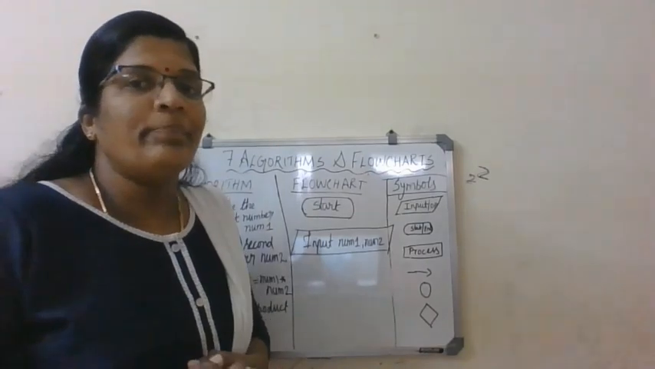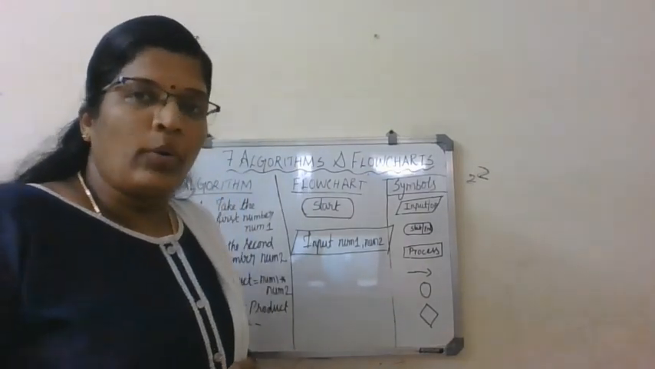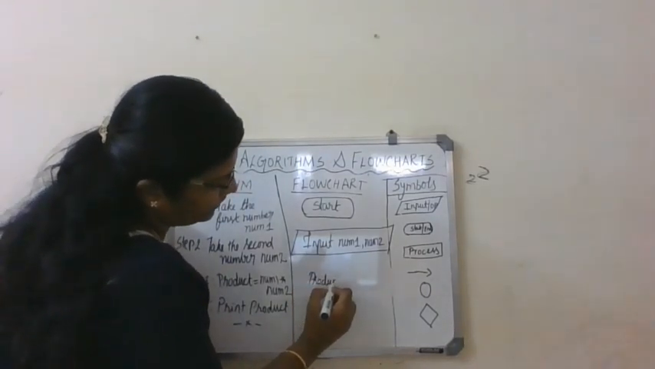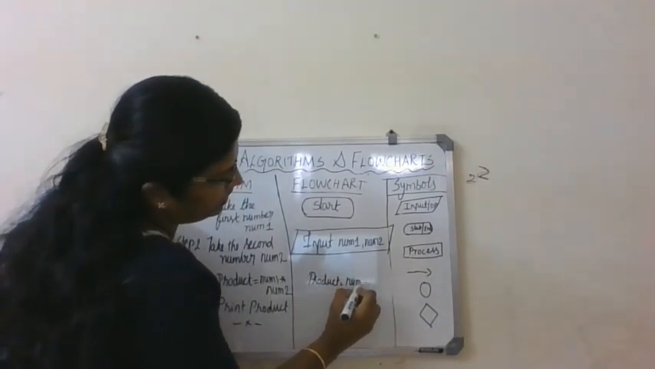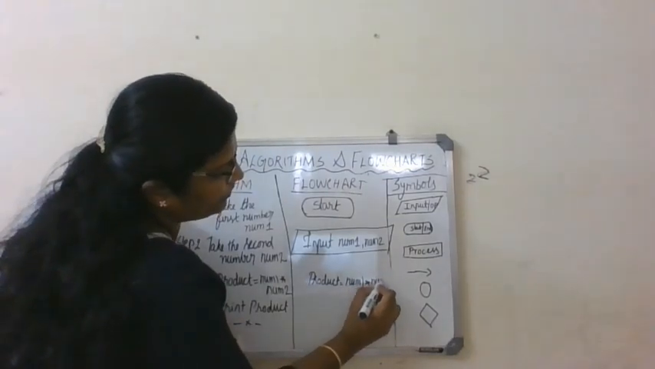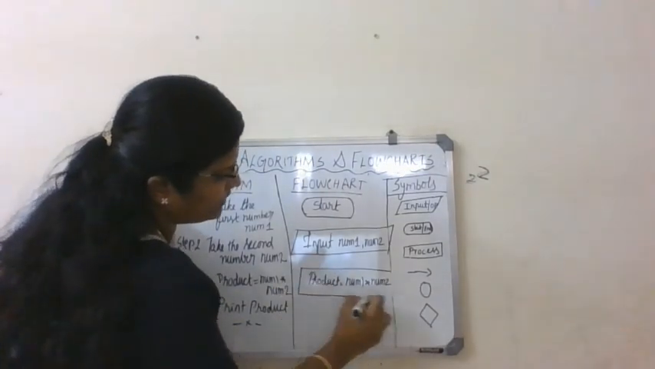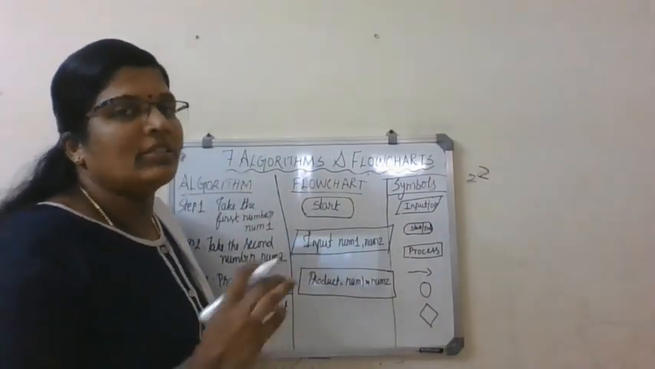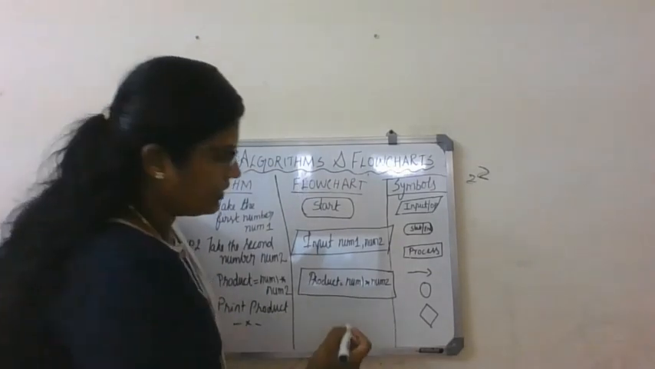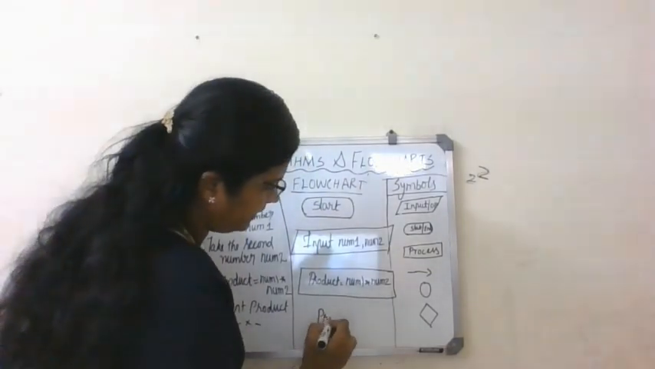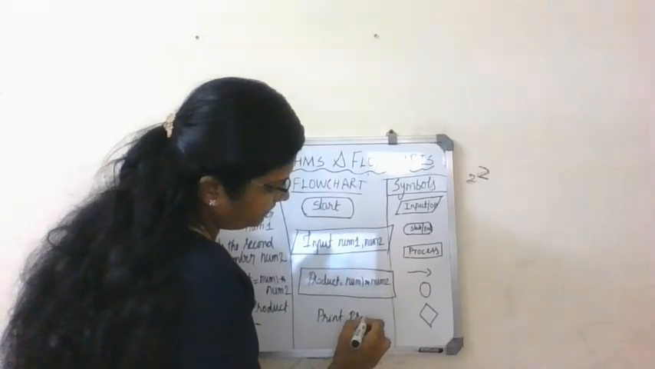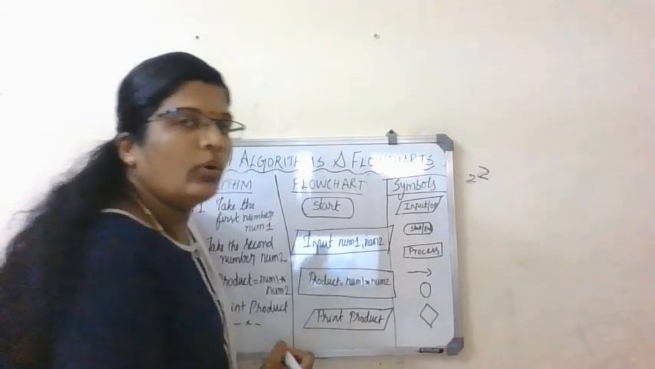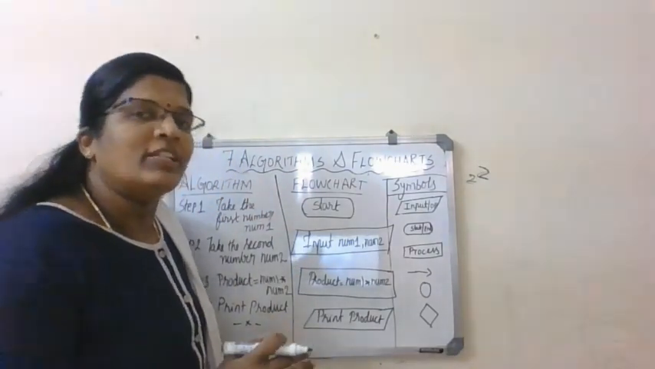Then what is the next step? It's process. So what is the process? Process is product is equal to num1 into num2. And here it's a process box. It's a rectangular box. Okay. Then process is over. Then display the result. So next one is print product. So this is also a parallelogram box. Okay. Then we have displayed the answer also.